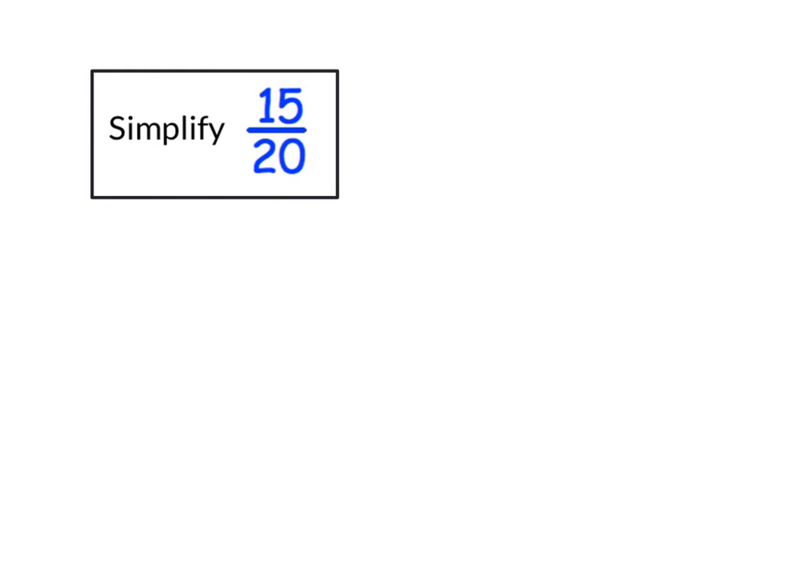So we're going to simplify 15 out of 20. To do that, we need to know what the highest common factor is of 15 and 20 so that we can divide the numerator and denominator by that number. So I'm going to look at my factor pairs. So I've got 15 and I've got 20.